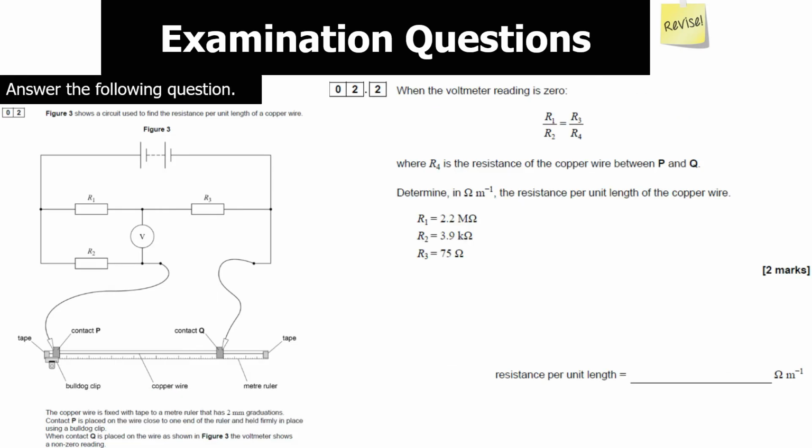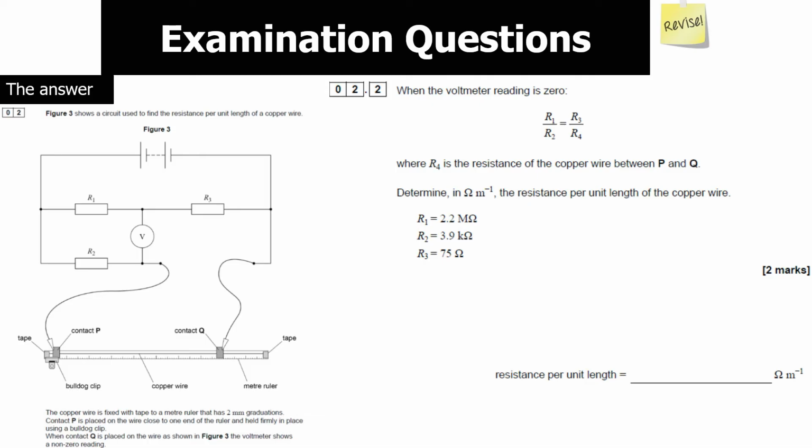The next question says, when the voltmeter reading is 0, we know R1 over R2 equals R3 over R4, where R4 is the resistance of the copper wire between P and Q. Determine in ohms per meter the resistance per unit length of the copper wire, where R1 is 2.2 mega ohms, R2 is 3.9 kilo ohms, and R3 is 75 ohms. So determine that resistance per unit length. Pause the video now, then unpause the video when you want to go through your answer.